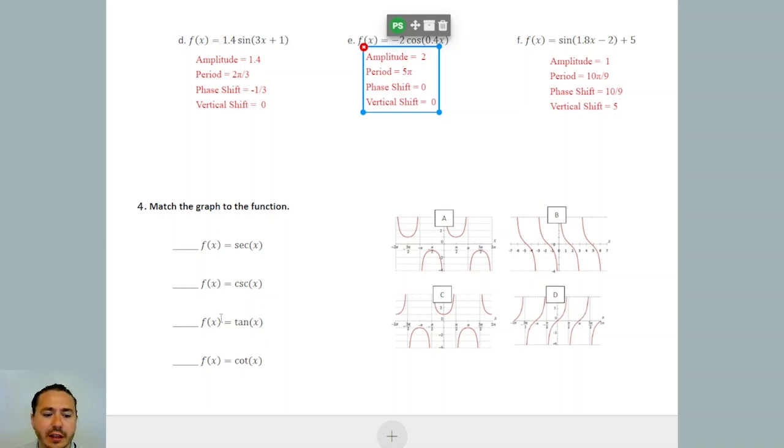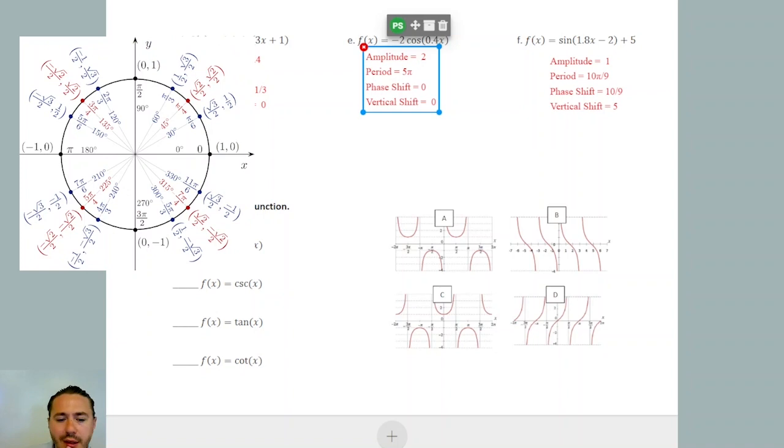The way that I like to think about it, I start with tangent. Let's pull up the unit circle real quick. At 0 radians, you see the coordinate is 1, 0. Tangent being y over x, just a little reminder, would be 0/1. So what I'm looking for with tangent is the y-intercept to be 0. And we can see that's occurring right here on D. So we're going to say this is D.